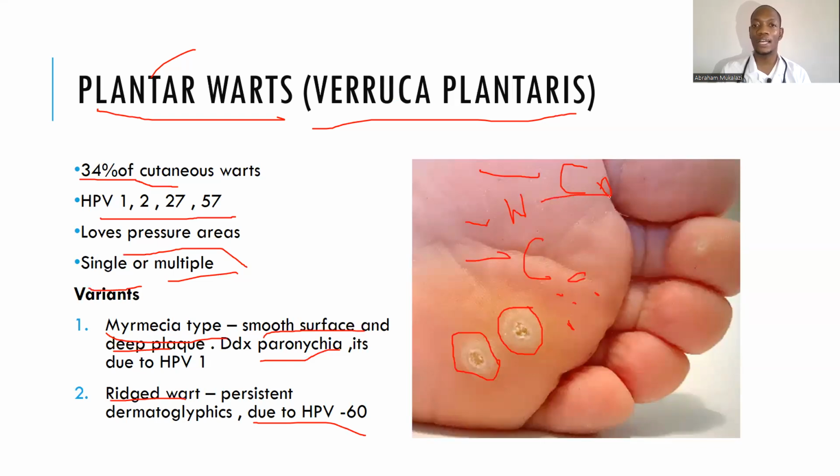Then for calluses, usually there's a preservation of the dermatoglyphics. That means that you'll have a thick plaque, but the skin lines will be intact. Actually, they will even be accentuated. So in that case, you're able to distinguish clinically between a wart, a callus and a corn.